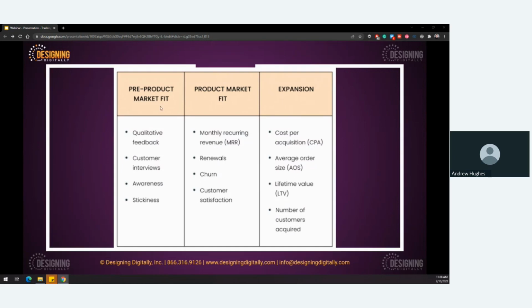So if they're looking at pre-product market fit, they'll look at qualitative feedback, customer interviews, awareness, and the stickiness of this potential product. While if they have product-market fit, they may be looking at the revenue for monthly renewals, what the churn rate is, and how satisfied the customer is. And then if they're looking to expand the organization or product lines, they'll look at what their cost per acquisition is, their average order size, the lifetime value of those customers, and then the number of customers acquired over a specific time frame.